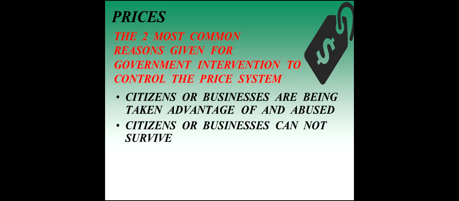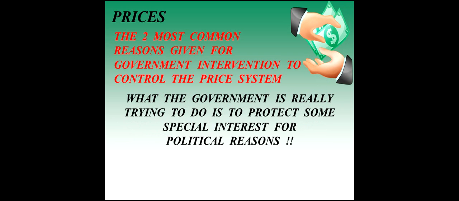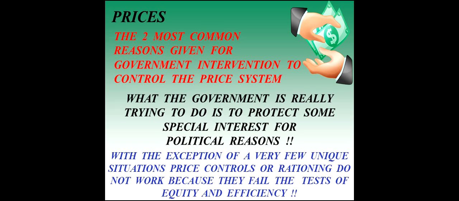If you dig a little bit deeper with these situations, you'll find that the government is really trying to protect some special interest for a political reason. With the exception of a very few unique situations, which I'll talk about in a moment, price controls or rationing wind up not working because they fail the tests that we've learned about in earlier chapters, the tests of equity and efficiency.